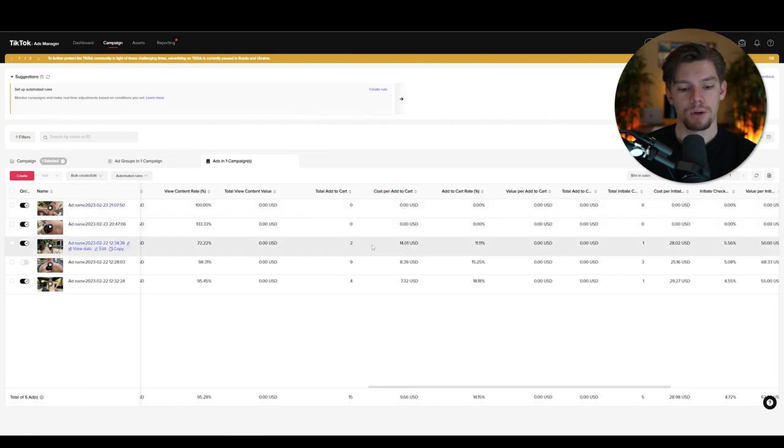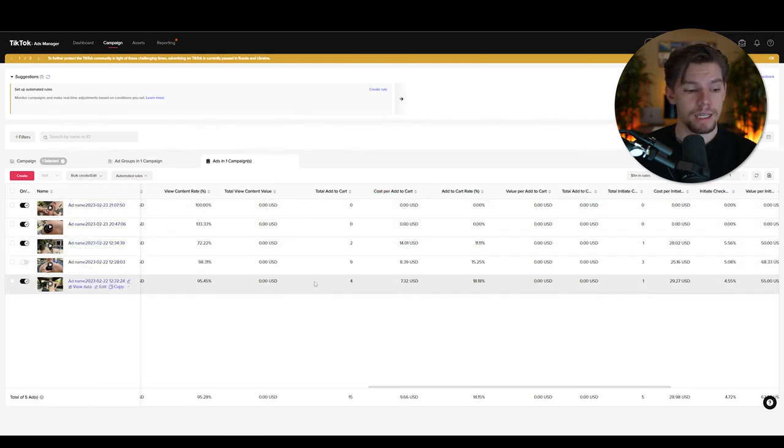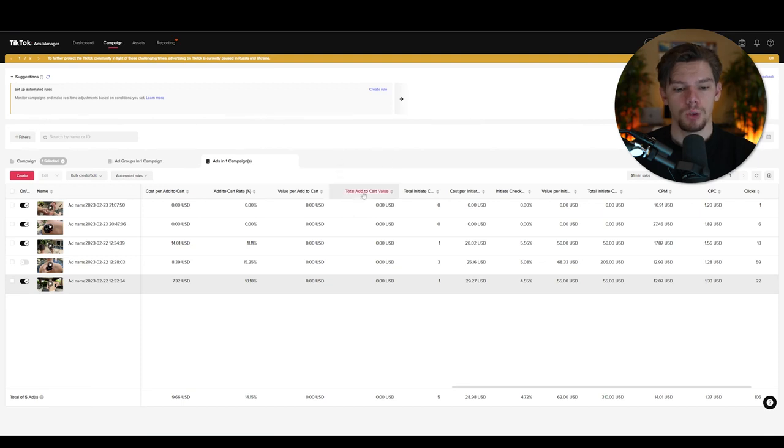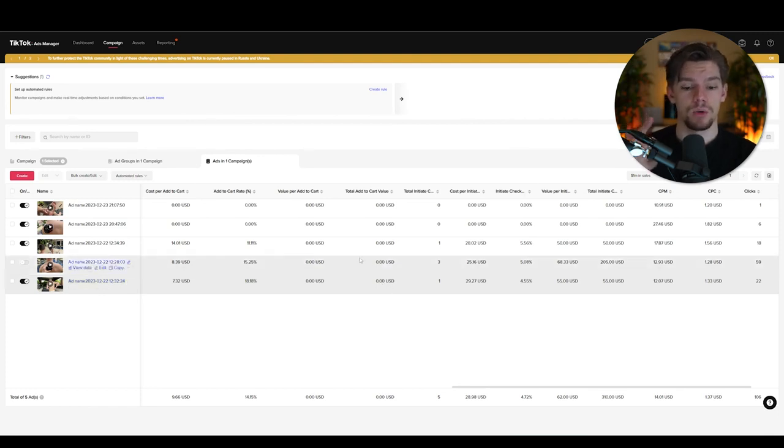Now we have the cost per add to cart. So it looks like this one is getting cheaper add to carts by $2, or by $1 almost. Really nice there. Add to cart rate, value per add to cart. Again, that's useless. We can get rid of that one. Then we have total add to cart value. I think that this one didn't correctly work because it should say $55 here, that he added the lifetime warranty and the new cup into his order. So it should say a $50 add to cart value. Maybe that just hasn't populated yet.